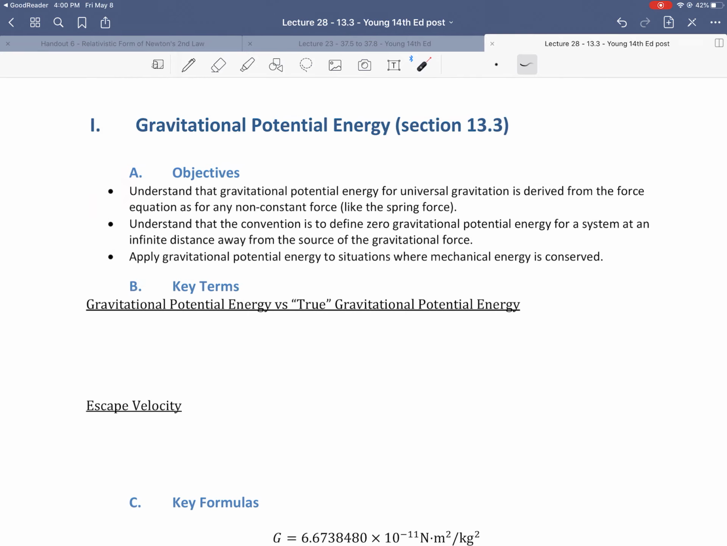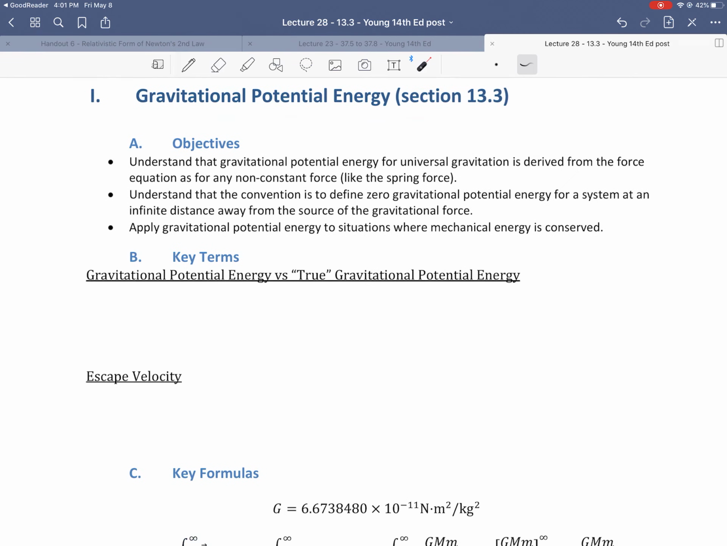We have some objectives. We want to understand that gravitational potential energy for universal gravitation is derived from the force equation, as for any non-constant force like the spring force. So we're going to use the general form of the definition of work, the integral definition of work, and then relate that work to potential energy. We want to understand that the convention is to define zero gravitational potential energy for a system at an infinite distance away from the source of the gravitational force.